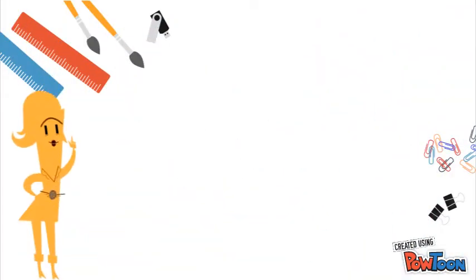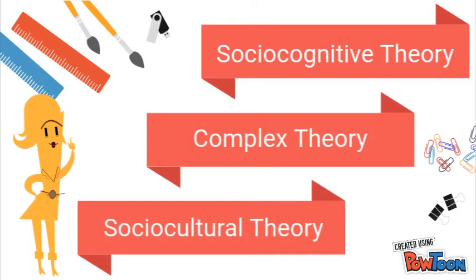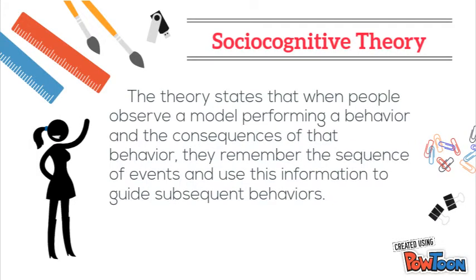By now, I have studied English for almost 20 years. During this process, 3 social theories left a profound influence on me. They are socio-cognitive theory, complex theory, and sociocultural theory. Firstly, the socio-cognitive theory. It states that when people observe a model performing a behavior and the consequences of that behavior, they remember the sequence of events and use this information to guide subsequent behaviors.